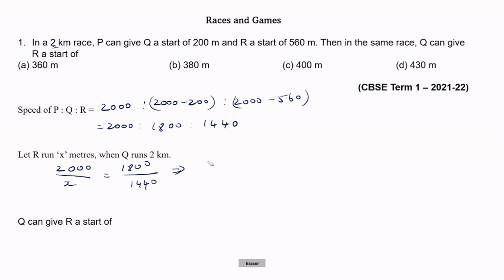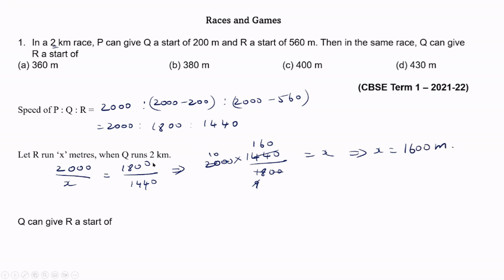From this we have 2000 into 1440 upon 1800 equal to x. So this will go 10, 9, this will go 160. So from this we get x is equal to 1600 meters. So when Q runs 2000 meters, R runs 1600 meters. So Q can give R a start of 2000 minus 1600, which is 400 meters. So the correct option is option C.